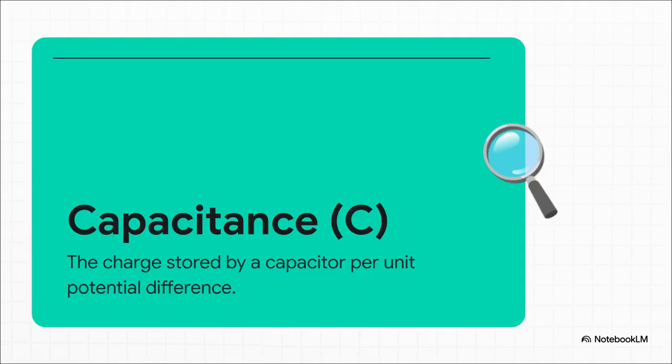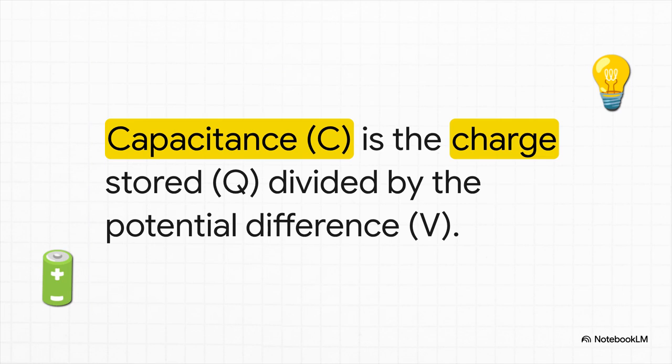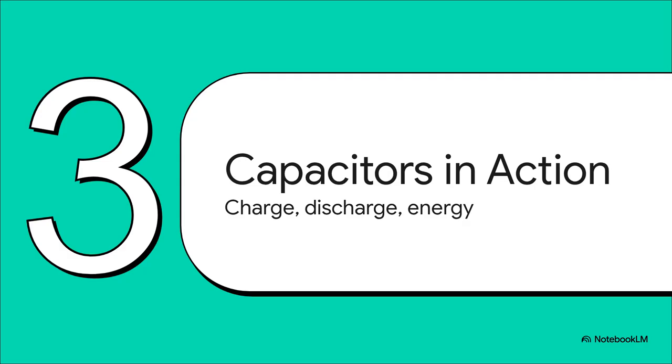It's really just a measure of how good a capacitor is at its job, storing charge. So a capacitor with a really high capacitance can hold a ton of charge for every single volt of potential difference you apply to it. And the equation for it shows this relationship perfectly. Capacitance, C, is equal to the amount of charge it's holding, Q, divided by the potential difference, or voltage, V, across it.